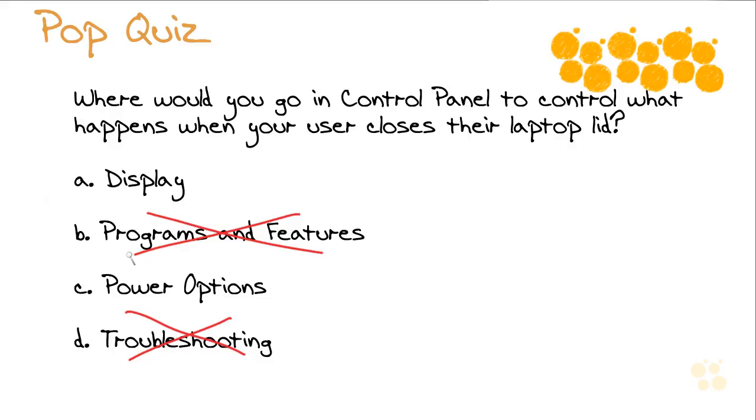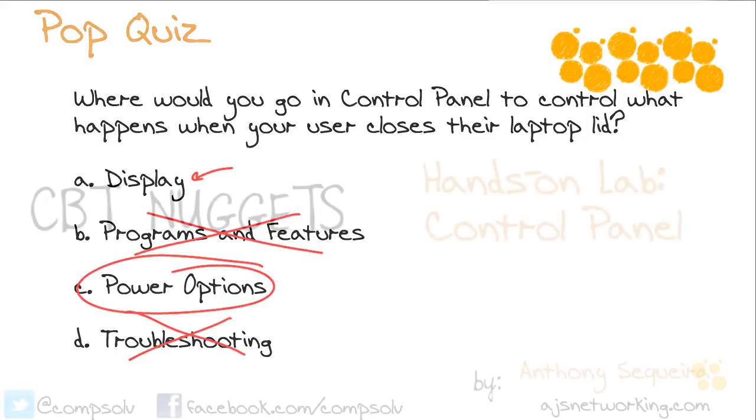Display and Power Options could both be possibilities. Let's see, display, we go in there for resolution, refresh settings. Yep, gotta be Power Options. Do we want the machine to shut off? Do we want it to hibernate? Do we want it to sleep? It is through the Power Options that we dictate what happens when things like the lid is closed or the power button is pressed on the system.